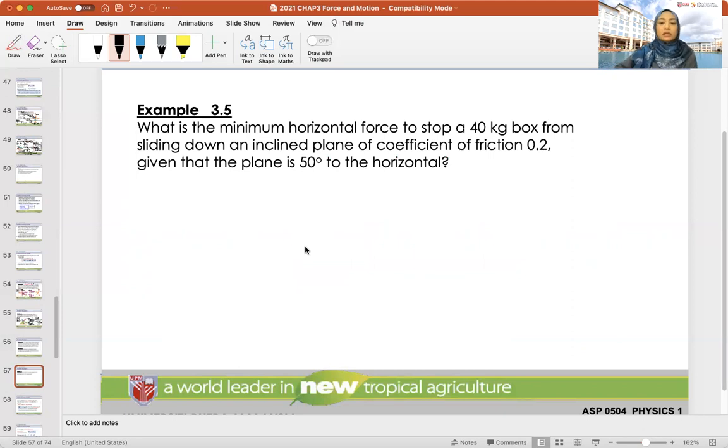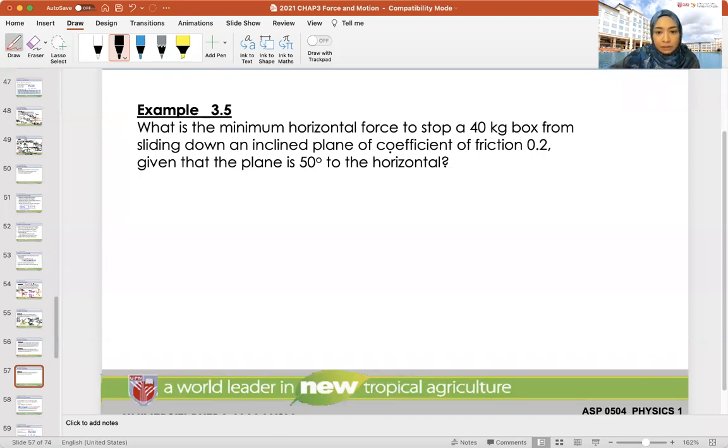What is the minimum horizontal force to stop a 40 kg box from sliding down an inclined plane? So lebih kurang macam soalan tadi. Tadi tanya pasal maximum angle to keep the box at rest, maksudnya angle yang paling besar sebelum box tu menggelongsor. Yang ni pula, what is the minimum horizontal force? It's not asking about theta, it's asking about minimum horizontal force.